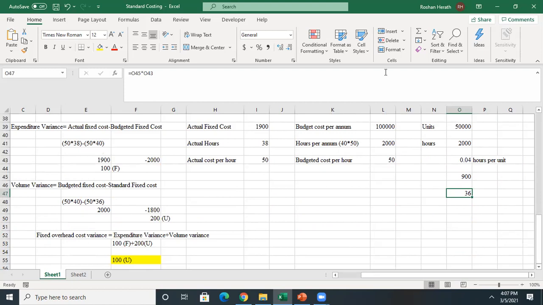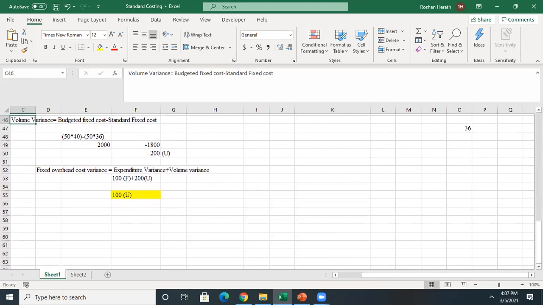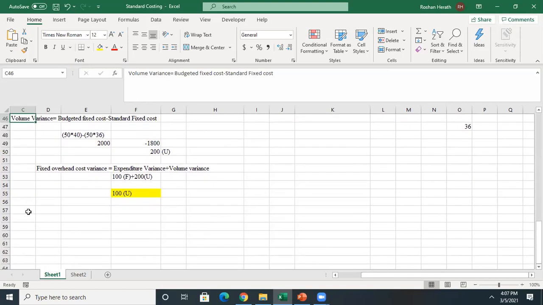Hope you are clear so far. Now what we are going to do, we are going to do a simple extension. It's about this volume variance, it can be further divided into two. Volume variance, right? What are those two parts? We'll see.